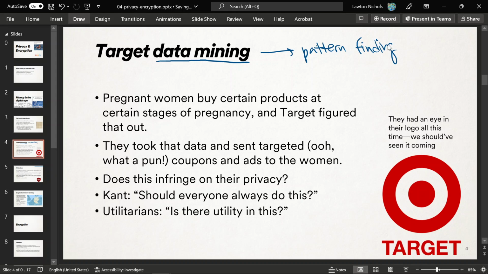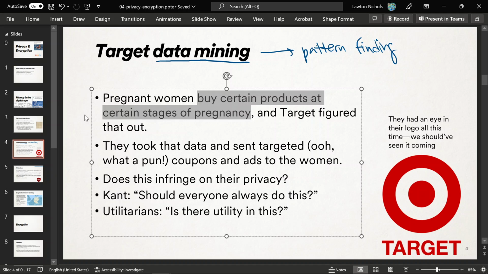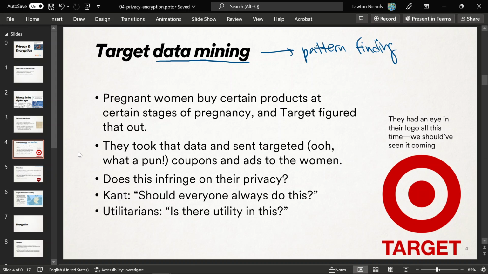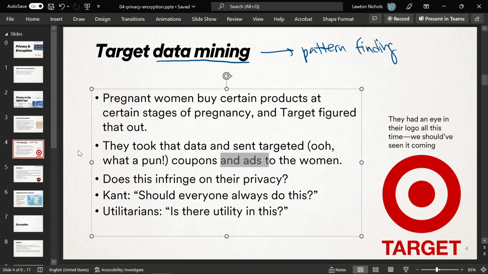And as a corporation that sells things, they kind of want to do this, right? So that they can send you stuff that you might be interested in, and then you give them more money, right? So that's what Target is good at. But here's what they did. They noticed that if you're pregnant, you tend to buy certain products at certain stages of pregnancy. With enough data mining, they figured that out. How they matched that to pregnancy stages, I'm not sure, but they managed to. And so they took that data and they sent targeted coupons, I love that, to the women who were pregnant, and ads for things that they're probably going to want to buy soon, okay?